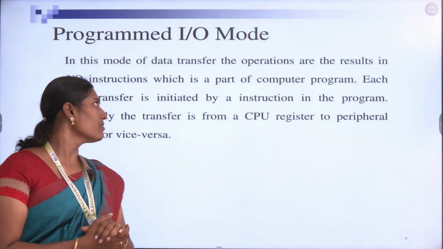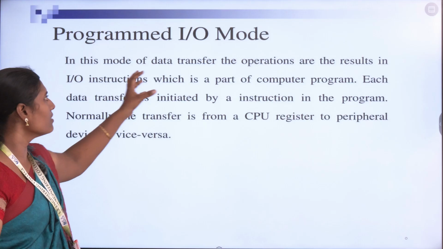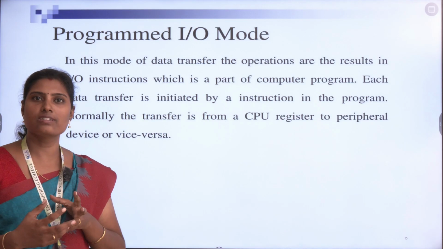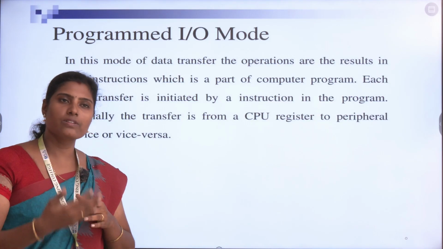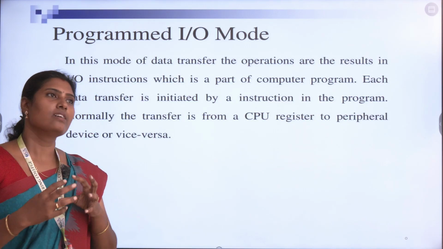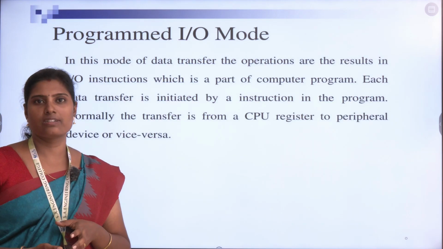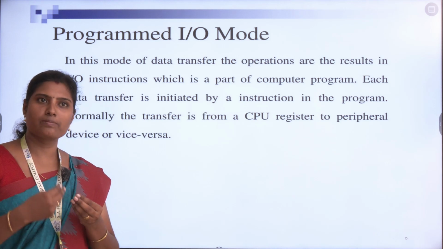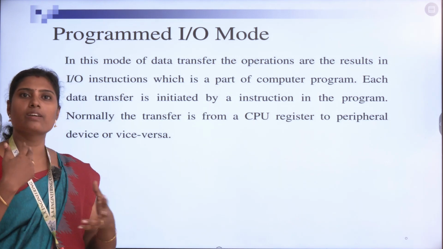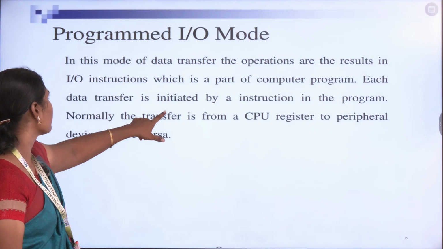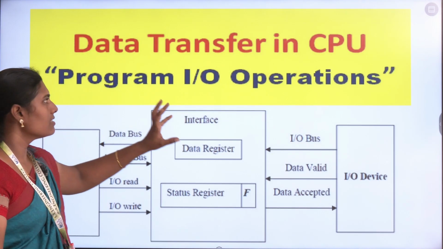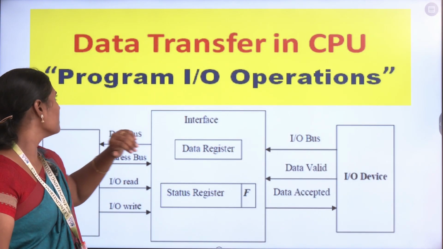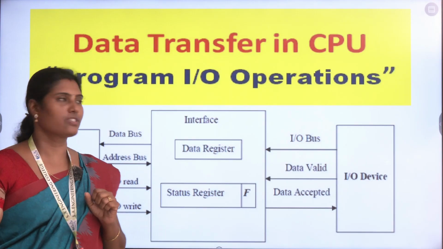So programmed input-output mode is generally defined as a mode of data transfer where operations are the result of input-output instructions, where it communicates with the CPU as well as the main memory by a type of programmed instructions. For example, in an application software, we use some instructions or programming languages to communicate with the CPU as well as the peripheral device. So this diagram explains the data transfer in the CPU using programmed input-output instructions.